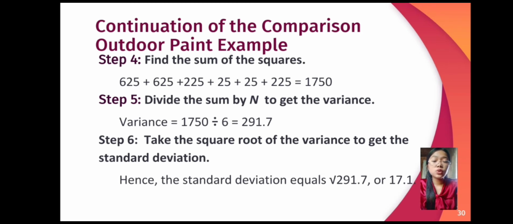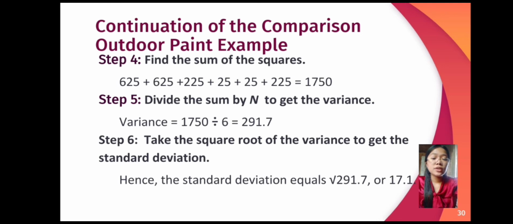So 625 plus 625 plus 225 plus 25 plus 25 plus 225 would equal 1750. The next step would be to divide the sum by n to get the variance. So variance is equal to 1750 divided by 6. Our 6 was the n, which was the total number of values of the entire population.